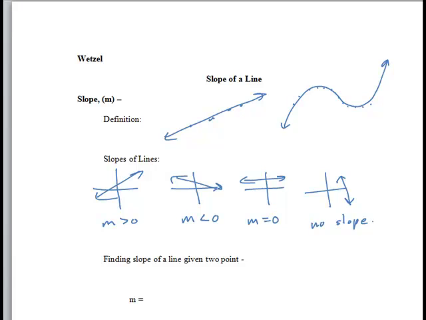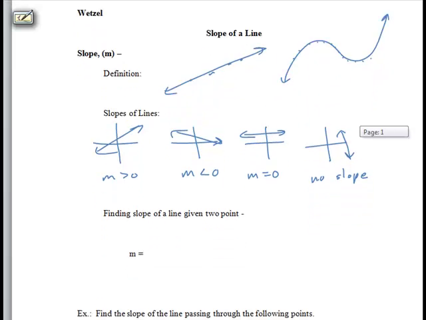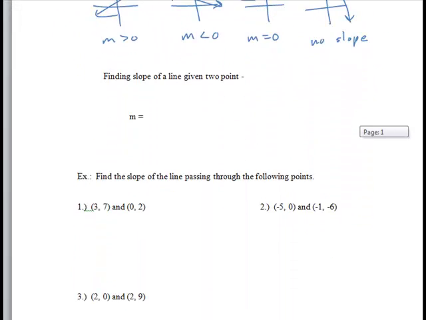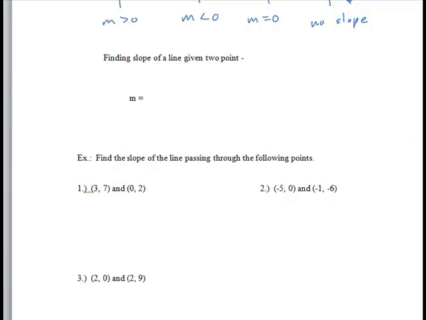So we're going to be talking and working with slope a lot for the remainder of this chapter in multiple different ways. One way we're going to be working with the slope is to find the slope of a line given 2 points. In order to do that, you have to know the formula. The slope will be equal to y2 minus y1 over x2 minus x1.